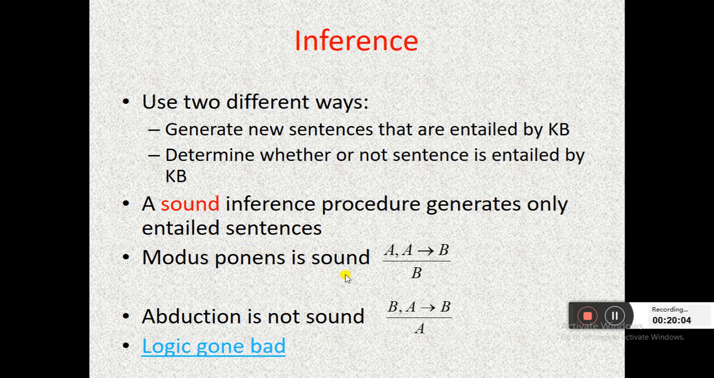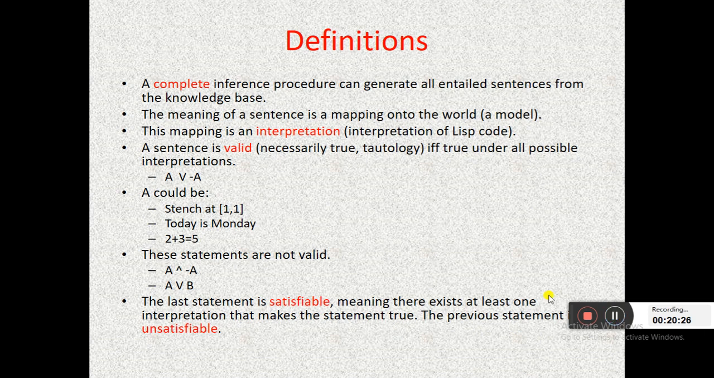Modus ponens is sound: A, A implies B, divided by B. So this is the actual modus ponens, which is sound. What it's not is: A implies B, divided by A, concluding B. So what is the definition? A complete inference procedure can generate all entailed sentences from the knowledge base. This is an example of inference.